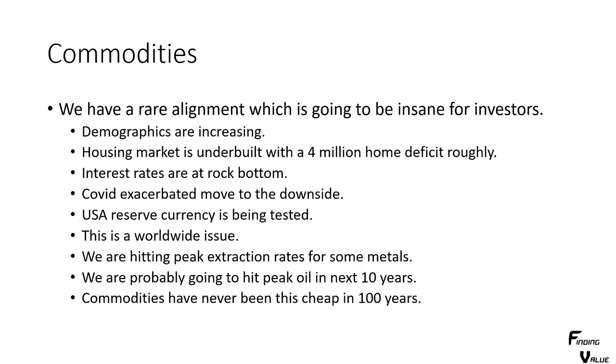So we've got commodities here. We have a rare alignment, which is going to be insane for investors. We've got demographics, or population, that's increasing in the United States. Remember, we're the reserve currency. We have a housing market that's underbuilt by 4 million homes. We have interest rates that are at rock bottom because of COVID and demographics. COVID exacerbated the move to the downside in terms of yields and in terms of commodity prices and producers.